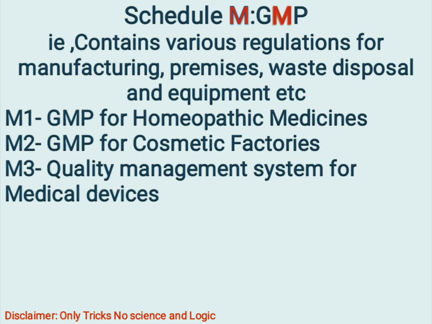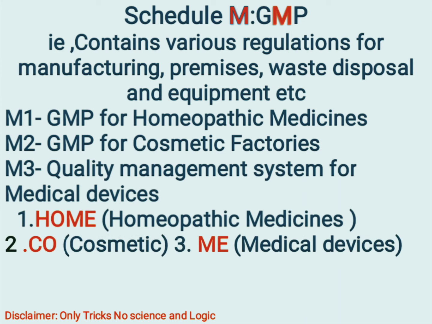Schedule M for GMP contains various regulations for manufacturing premises, waste disposal and equipment, etc. Here are the divisions: M1 is GMP for homeopathic medicine, M2 is GMP for cosmetic factories, M3 is quality management system for medical devices. How are we going to remember M1, M2, M3? Just remember "home come". 1 is home for homeopathy, 2 is co for cosmetics, and me for medical device.